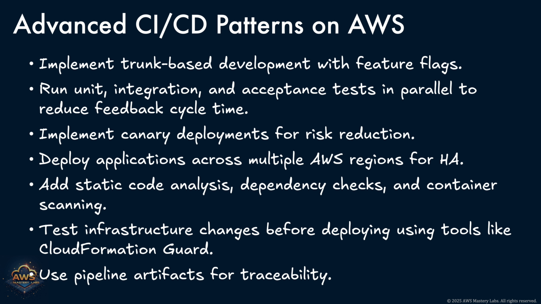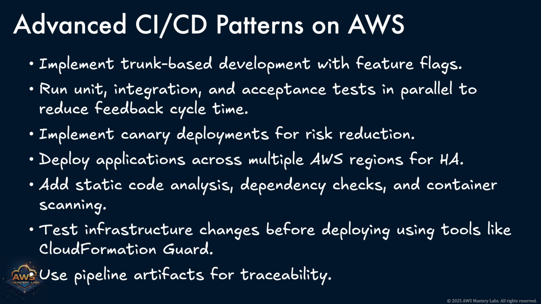Feature flags act like switches, letting you turn features on or off dynamically, so you can deploy to production with confidence and control. Next, to reduce feedback time and detect issues early, you can set up parallel test execution. Whether it's unit, integration, or acceptance tests, AWS CodeBuild supports running them in parallel, helping your team catch errors faster and speed up the development cycle. For safer deployments, canary deployments are a powerful pattern. They allow you to release changes to a small subset of users before rolling out to everyone. Another pattern is multi-region deployment.